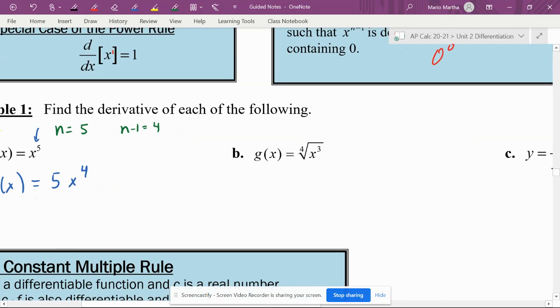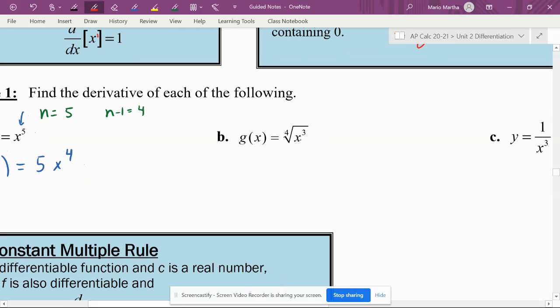Now example B, we have g of x equals the fourth root of x to the third. Whenever you see roots, the first thing that should be in your mind is, how can I rewrite this with a fractional exponent? So always rewrite as fractional exponents. Here we have g of x. Remember, this is a denominator, and this is going to be our numerator. So x to the 3/4.